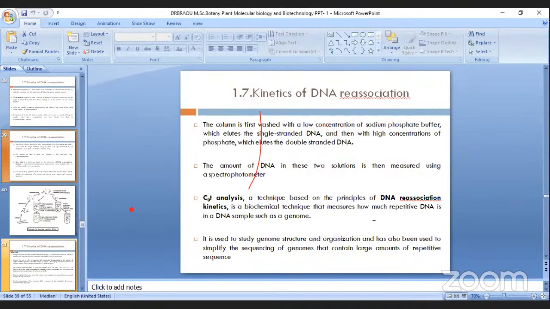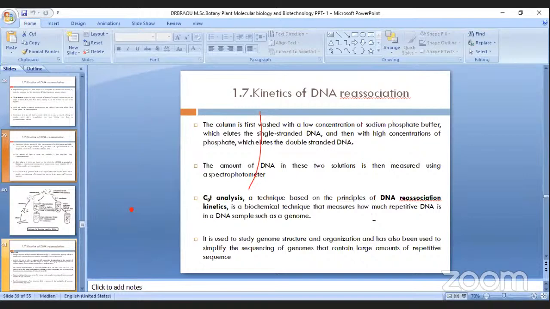This column, you first wash it down with a low concentration of sodium phosphate buffer. With this washing, you can elute out the single-stranded DNA. And then with a high concentration of phosphate, you can elute the double-stranded DNA. At low concentration, it elutes the single-stranded DNA, and at high concentration, it elutes the double-stranded DNA. So the amount of DNA in these two solutions is measured separately, using the spectrophotometer.